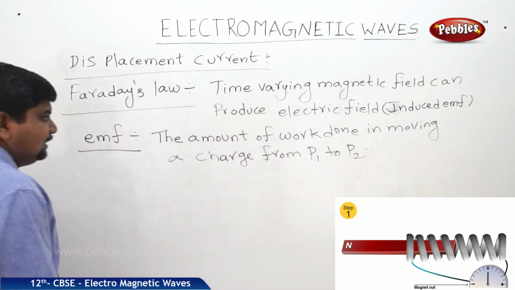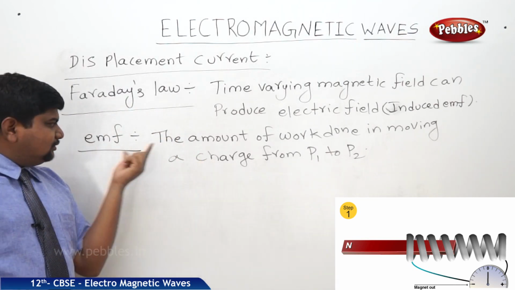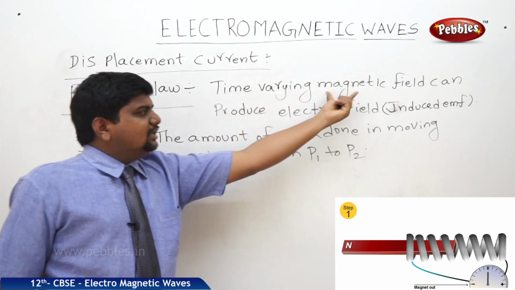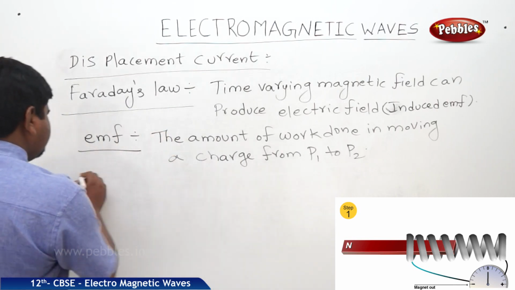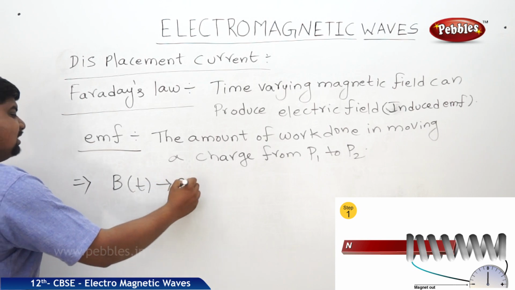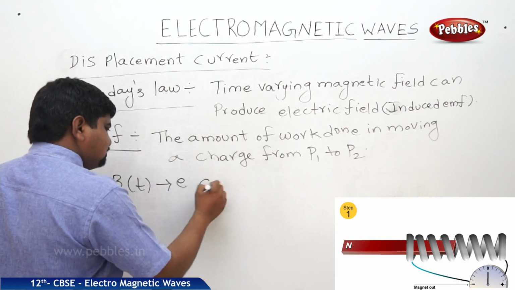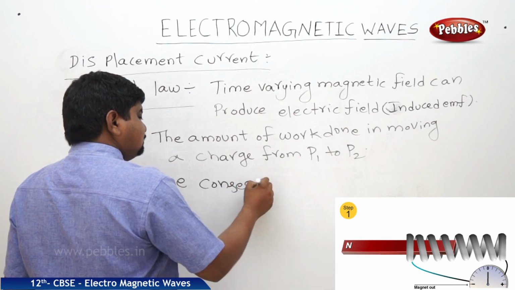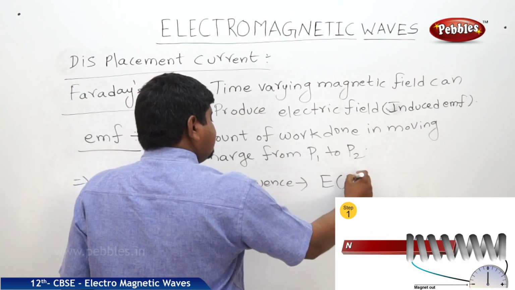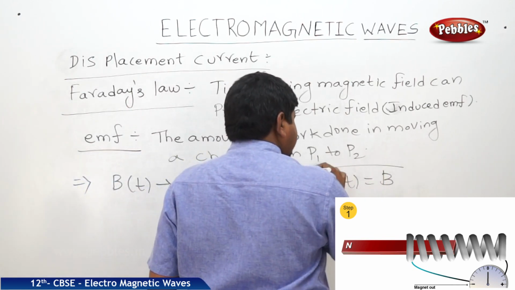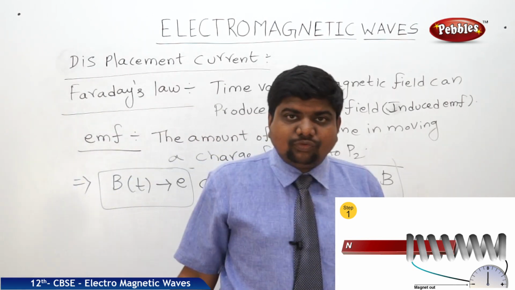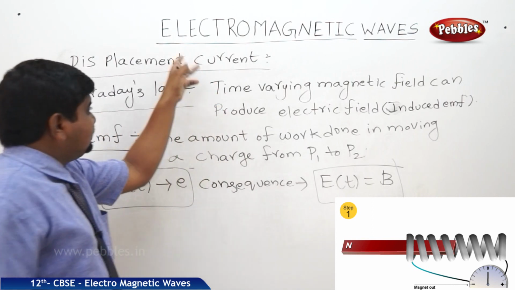That means if a charge exists, EMF will exist. So if EMF exists, a magnetic field also will exist. So what can we write? A time varying magnetic field can produce the EMF. Consequently, time varying electric fields can also produce magnetic fields. So this is a small correction, and the proof of the contradictions with the help of displacement current.